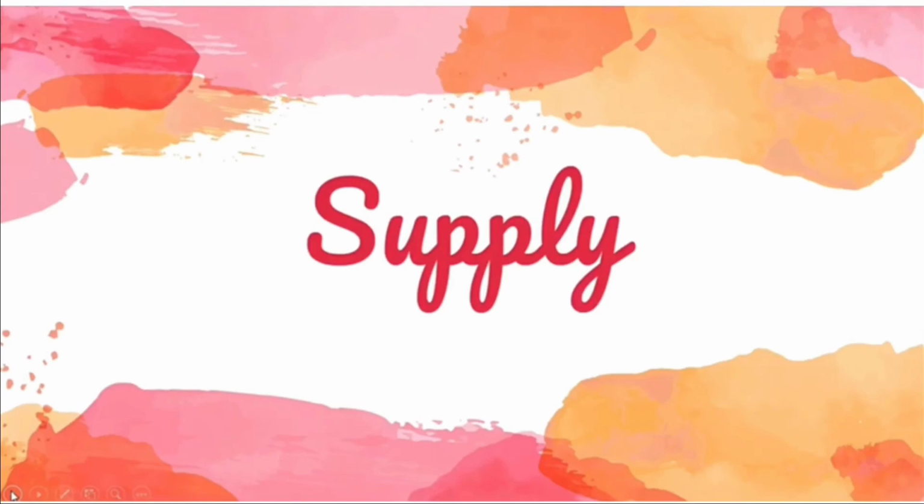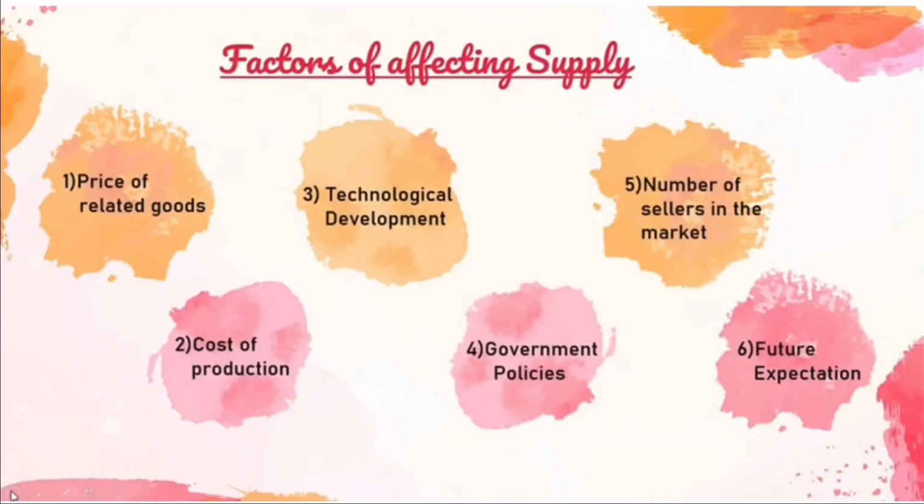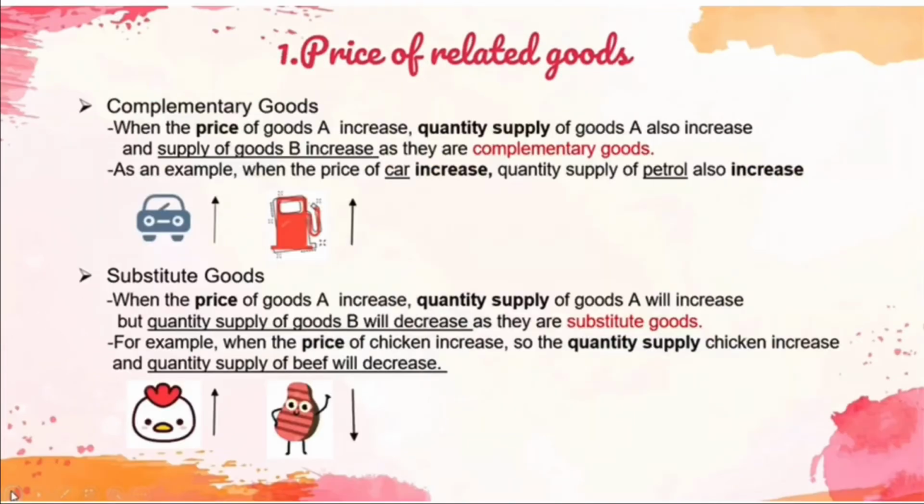Today, I'll be explaining Chapter 2, Supply, which is the factors affecting supply. So, there are six factors that affect supply. The first one is price of related goods. The second one is cost of production, and the third one is technological development. The fourth one is government policies, number 5 is number of sellers in the market, and the last one is future expectation.